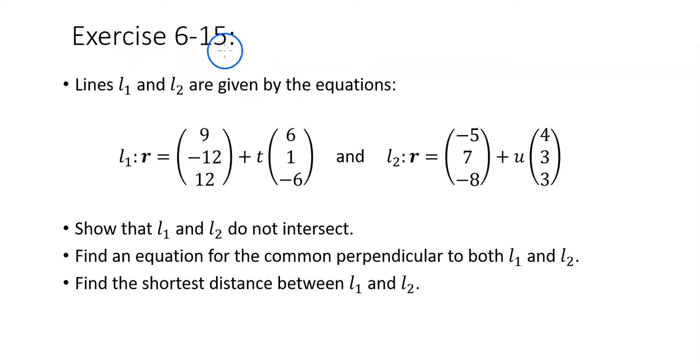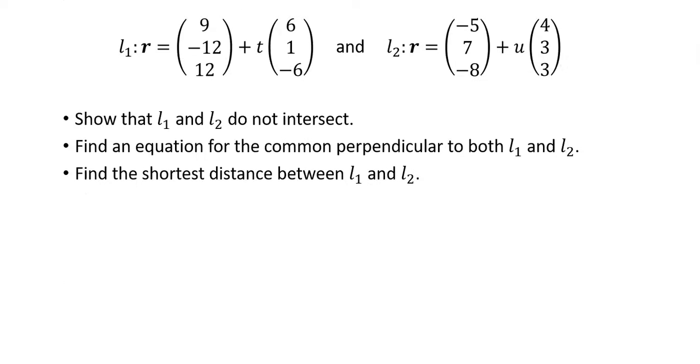Exercise 6.15. Lines L1 and L2 are given by the equations L1: r equals (9, -12, 12) plus t times (6, 1, -6), and L2: r equals (-5, 7, -8) plus u times (4, 3, 3). Show that L1 and L2 do not intersect. Find an equation for the common perpendicular to both L1 and L2, and find the shortest distance between L1 and L2. No problem. Let's do the first part.